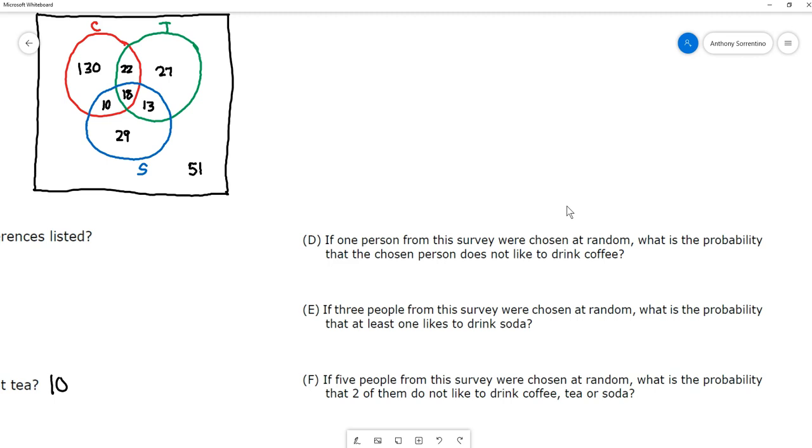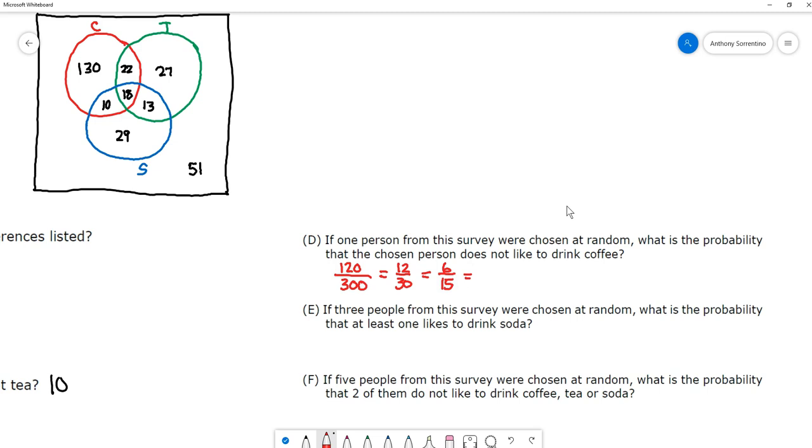So, in this case it's only one person, so this makes it a little easier. There's 120 people that don't like coffee out of 300. And you can reduce that. You could say it's 12 out of 30, essentially 6 out of 15 if you simplify it to lowest terms.